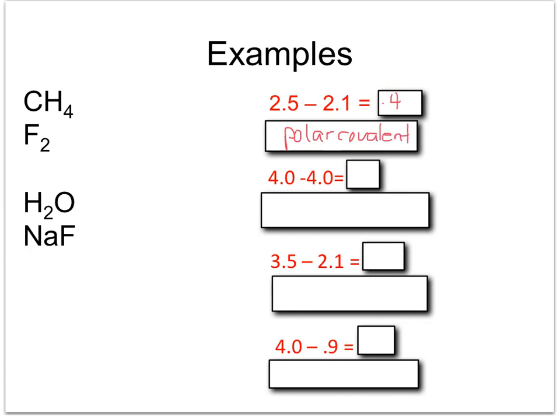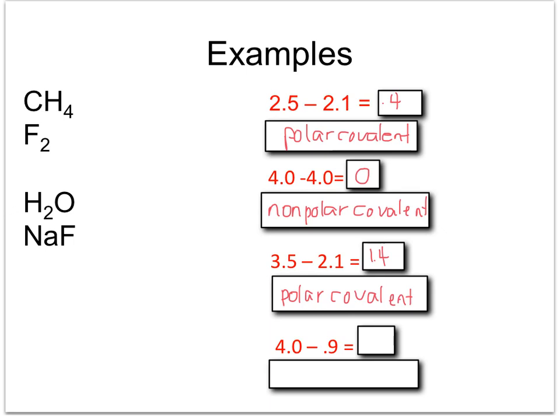The next example is F2. We know that a fluorine atom has an electronegativity of 4.0. Because there are two of them, that's the only element there, it's going to give you 0 as the difference. And we know 0 on that range is nonpolar covalent. We took a look at H2O. Hydrogen has a value of 2.1, oxygen is 3.5. When we subtract, we get 1.4. That falls into the polar covalent range again.